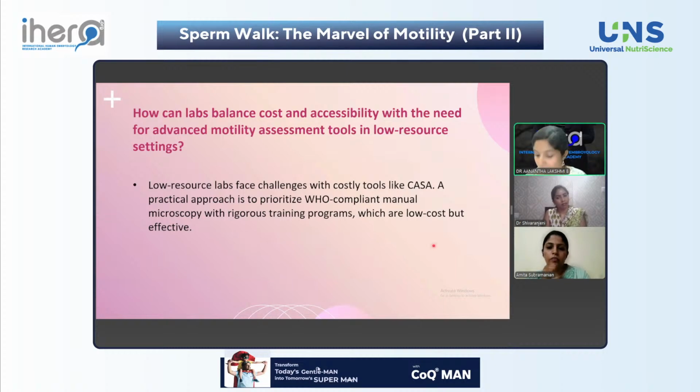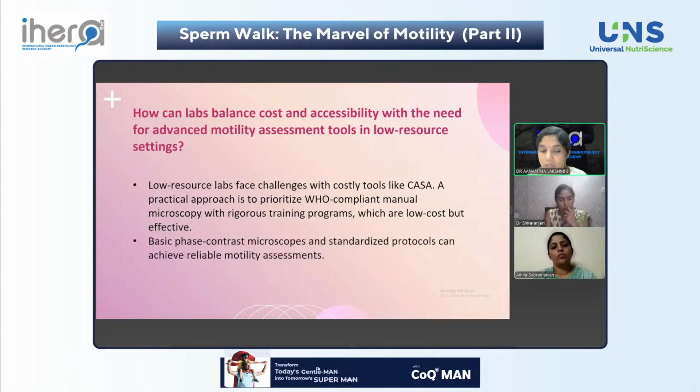Thank you for that. So WHO compliant manual microscopy with proper training can be more effective. So it is not a must. Basic phase contrast microscopy will also help you to standardize the protocol.